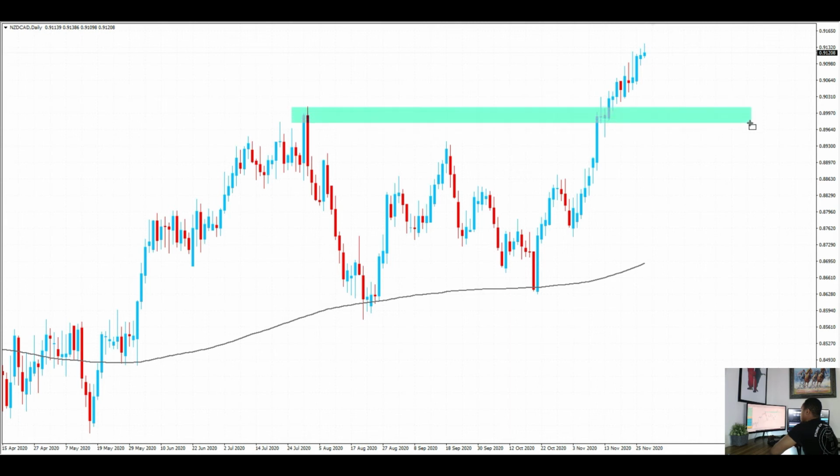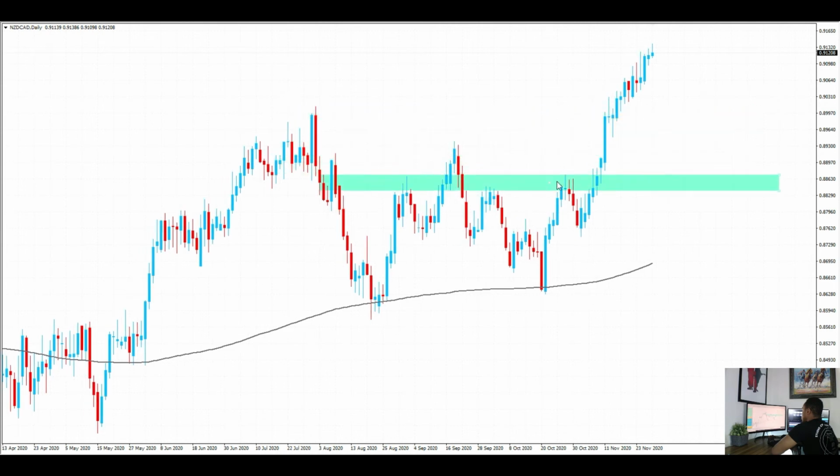Again, first targets will be this area here. Previous resistance will be acting as support now, and potentially we could see price come here, test it, and then continue to the upside. So again, first target for NZD CAD will be this area here, acting as support, and if you see price go through there, we can see price go a lot lower. We've got some resistance there, and of course resistance there.